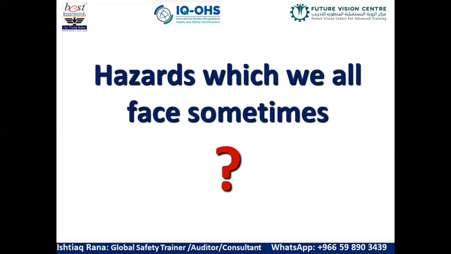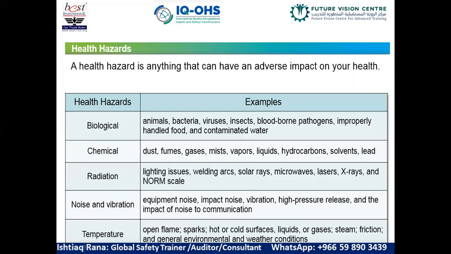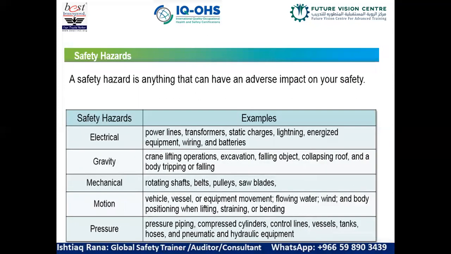So let's list them up, and I'm sharing 10 categories. I added these slides especially from the Saudi Aramco side because I like the way they presented. They made only two categories of hazards. One is safety hazards, and the other major category is health hazards. What is a safety hazard? Anything that can have an adverse impact on your safety. And the subcategories are electrical, gravity, mechanical, motion and pressure.